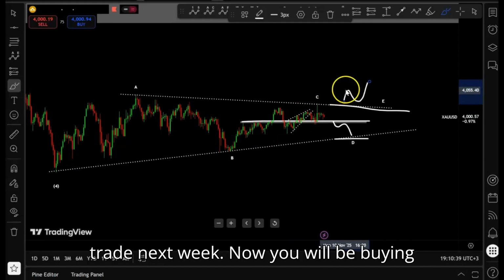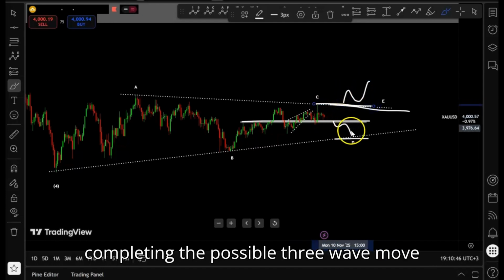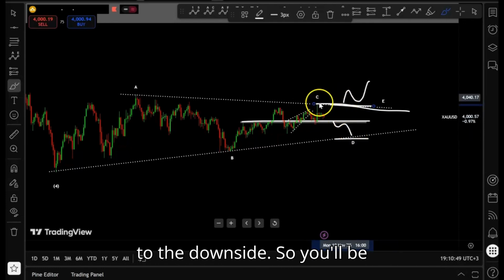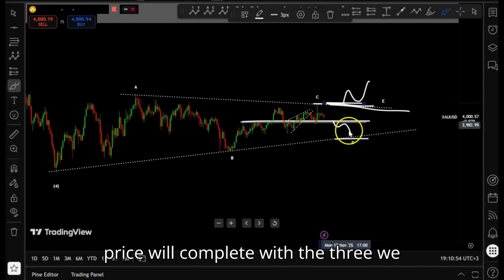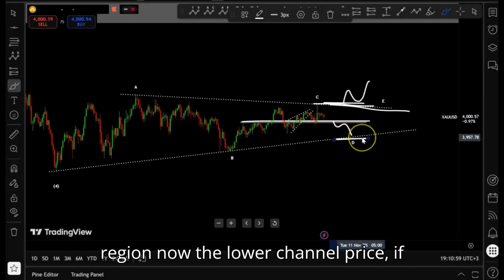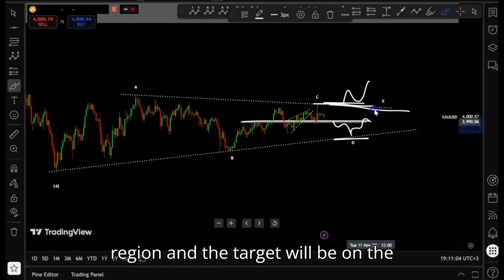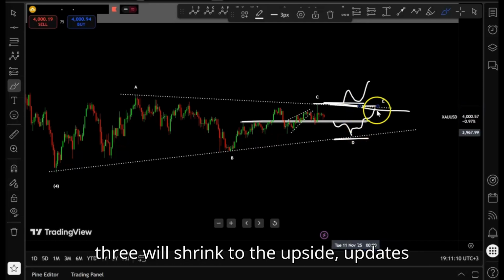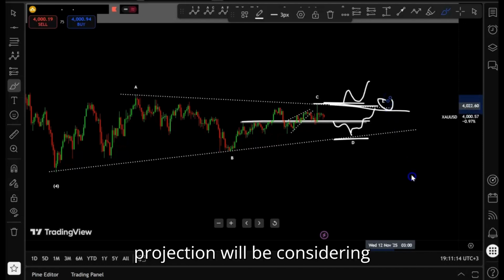You'll be buying when price has straightforwardly broken above this upper channel without completing the possible 3-wave move to the downside. So you'll be taking buys here. If price completes the 3-wave swing to the downside, and at this region, the lower channel, price forms buy confirmations, you'll be taking buys from this region, and the target will be the upper channel. And after completion of the 3-wave swing to the upside, updates will be provided, but the overall projection will be considering continuation of the sell here.